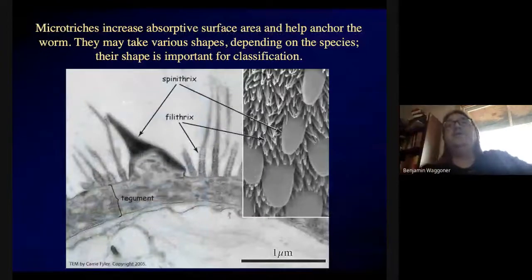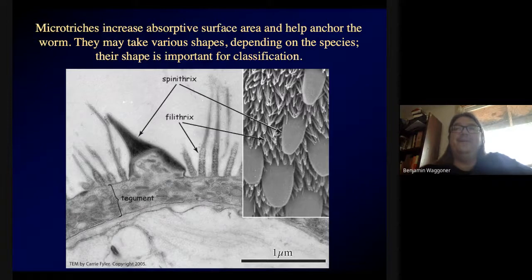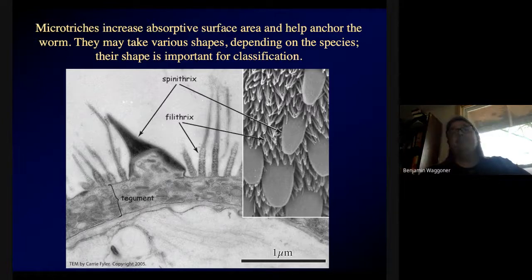Depending on what species you've got, they may take different shapes. This is a worm, I'm not even sure what it is, but some of these microtrichs are called spinatrixes, and they're surrounded with phyllotrixes. I think I first encountered spinatrix and phyllotrix as companions of Asterix and Obelix, which you may not be familiar with. Don't worry about it. Anyway, the shape is important for classifying your tapeworm.